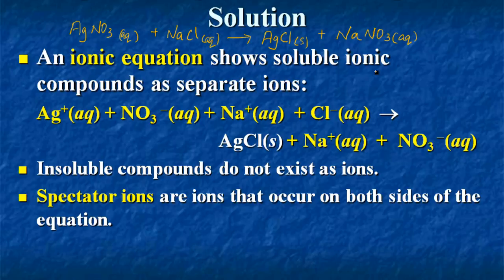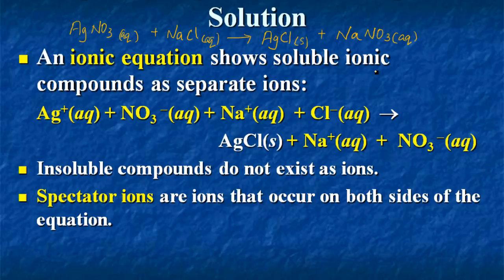So we can think of a chemical reaction this way. The molecular equation shows everything, but that doesn't mean that all of them are playing in the reaction or all of them are actually doing something in the reaction. Some of them are just hanging out on both sides just to watch. Those are called spectator ions.